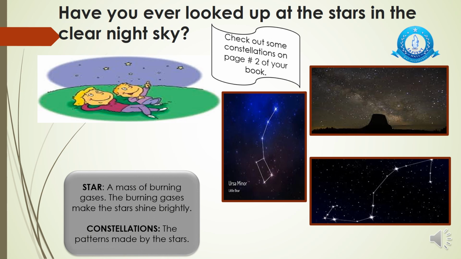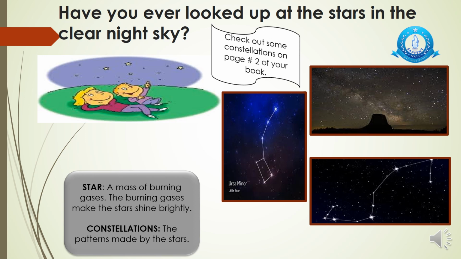Now, as the definition of a star is not mentioned in your book, please write it down where constellations is written. Right over there, write down the definition of a star. What is a star? A star is a mass of burning gases. Remember that stars are made up of burning gases. As the stars are made up of burning gases, this is the reason the stars shine. So you can say that the stars have light of their own, right?